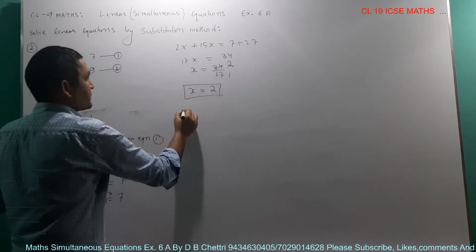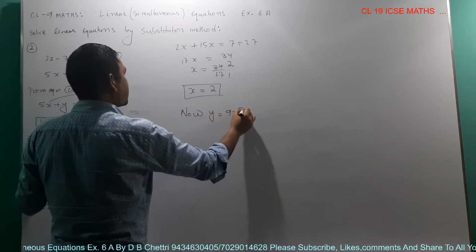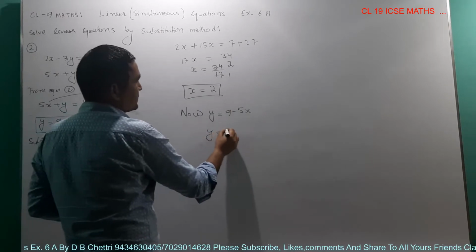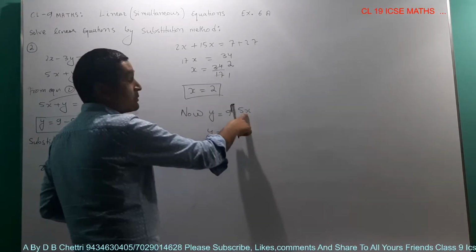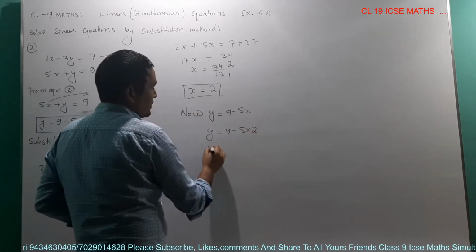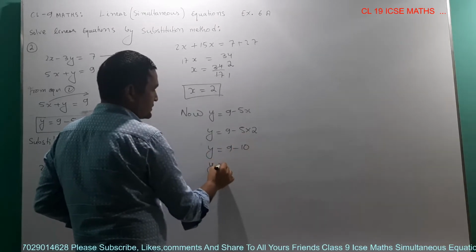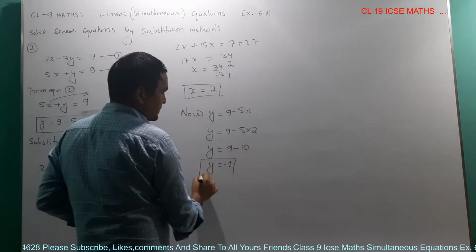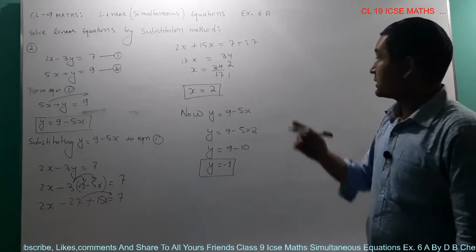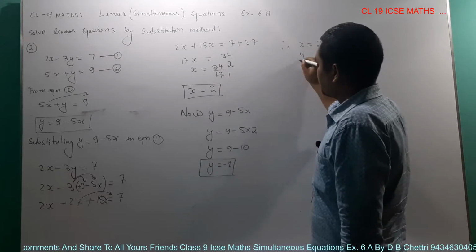Now, y equals how much? 9 minus 5x. Then y equals 9 minus 5 into, in place of x what to write? 2. Then y equals 9 minus 2 fives are 10, then 9 minus 10 is minus 1. We got the value of y. While writing the value of x and y, write them together. Therefore x equals 2, y equals minus 1.